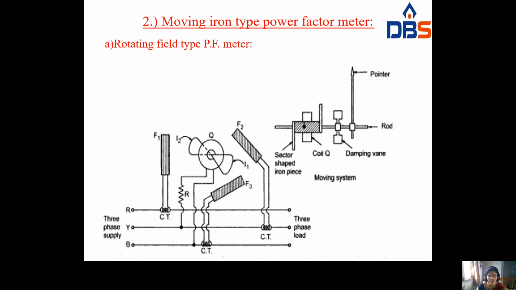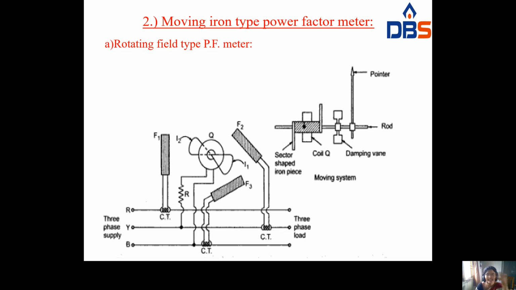What is the second type of power factor meter? Moving iron type power factor meter. This is the construction of a moving iron power factor meter. It consists of three field coils F1, F2, F3, and you place one coil here. This is the three-phase supply and this is the three-phase load. The field coils are connected to the supply through a current transformer.